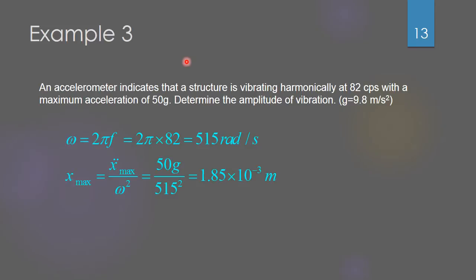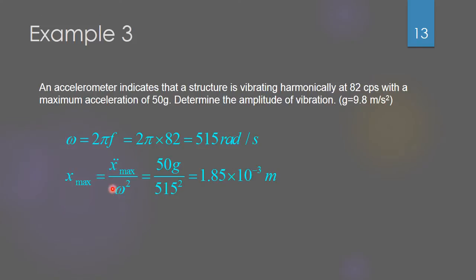Okay, example 3. It says that an accelerometer indicates that a structure is vibrating harmonically at 82 cycles per second with a maximum acceleration of 50 g. Determine the amplitude of vibration, given that the gravitational acceleration is 9.8 meter per second squared. So from the previous differentiation that we just made in the last step of example 2, we can conclude that x max is equal to x double dot max over omega.